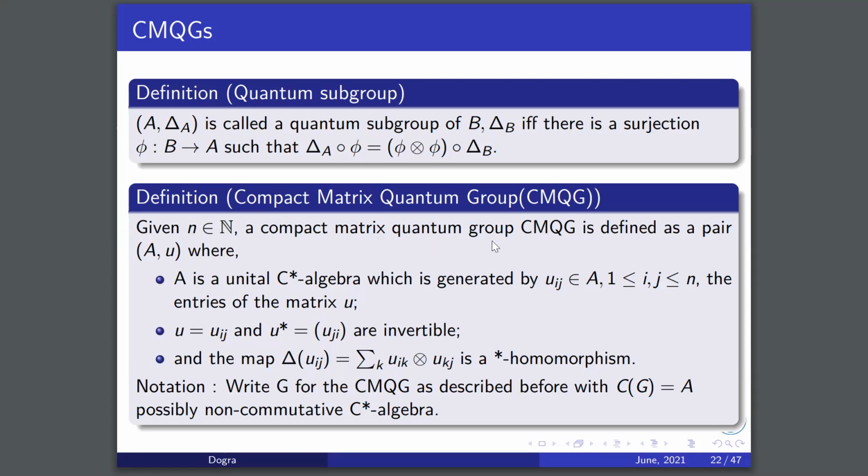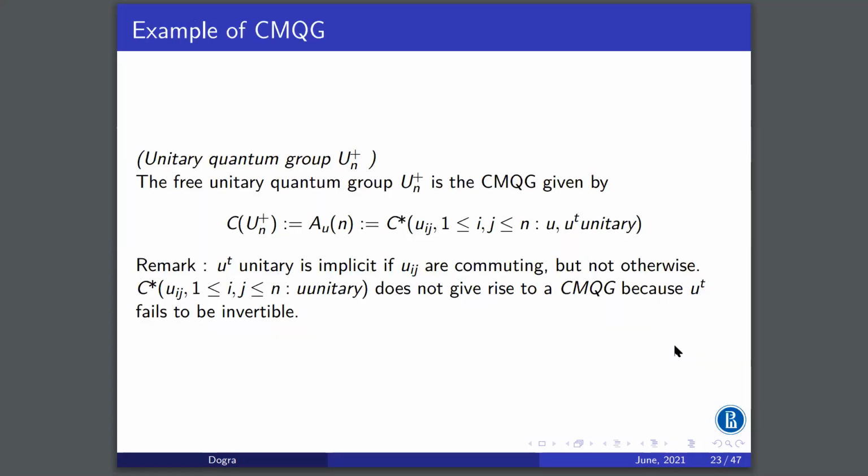So starting off with a natural number n, a compact matrix quantum group is defined as a pair (A, U), where first of all, A is a unital C-star algebra. And again, it is generated by elements u_ij, where i, j range from 1 to n, and they form the entries of the matrix. All the elements are invertible, and so is their star operation. And the co-multiplication map that we defined before is actually a star homomorphism. And this is just the notation. We describe it with the same notation as we did the old compact quantum groups.